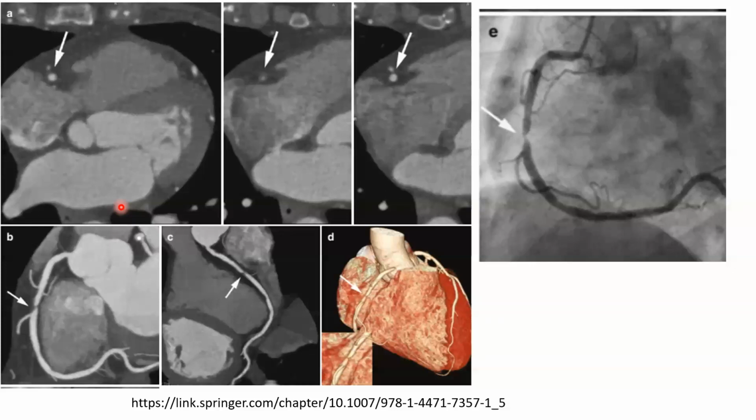What about cardiac imaging? Here we can see the CT, showing the RCA. The RCA usually comes anteriorly, while the LCX and LAD come inferiorly or posteriorly.